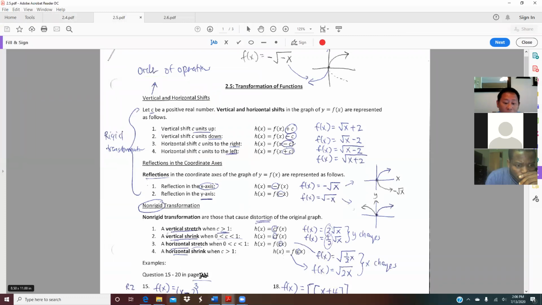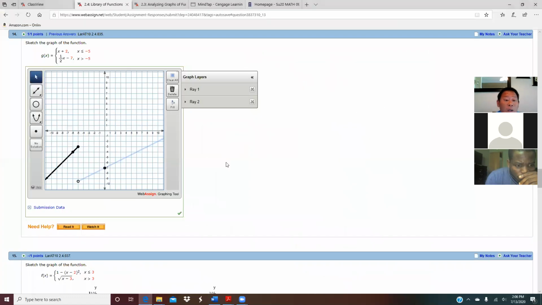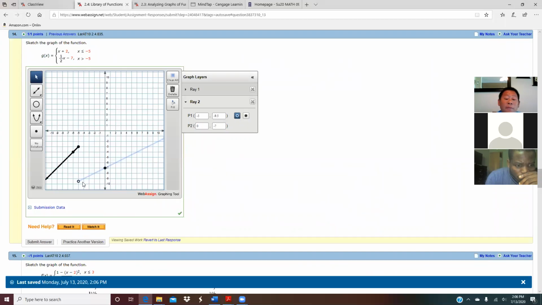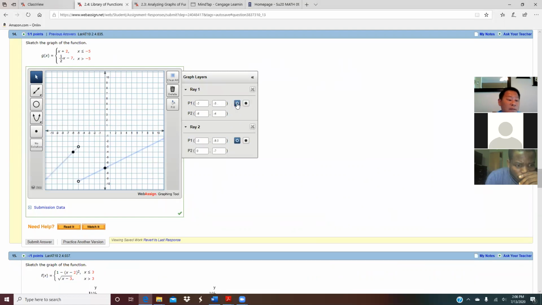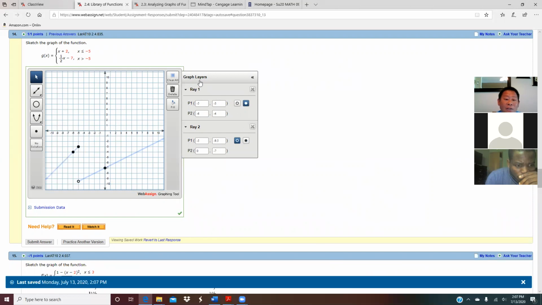How do you change the open dot? Very easy, Derek. You just need to click on the ray, and this is closed, and this is open. You see that? When you click on this, it is open. Same thing here. This is closed, and this is open. But make sure that one of them is closed and one of them is open. So you just click here next to the layer of the graph. Okay, good.